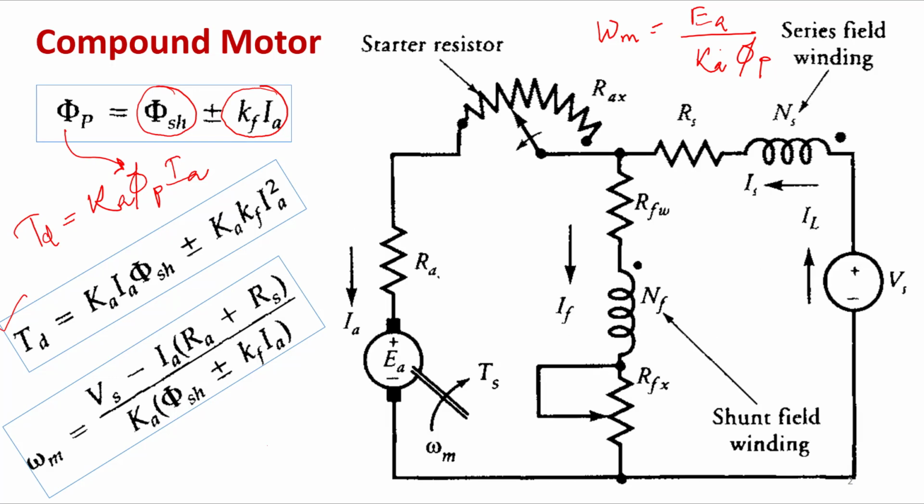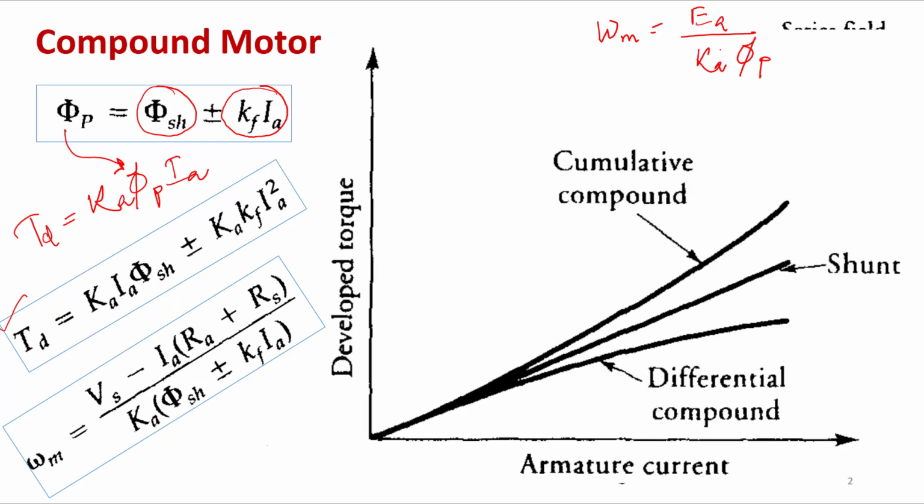then if we draw the torque versus armature current for a cumulative compound motor, differential compound motor, and shunt motor. For the shunt motor we know the flux is constant, so the torque will be directly proportional to the current. For the shunt motor, as we have already seen yesterday, it is Ka phi Ia, right? So it looks like a straight line. If the armature reaction is there, it will be a little bit curved at the full load condition, right?